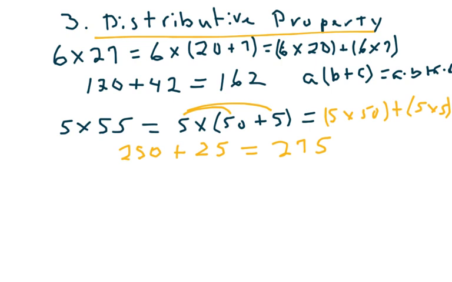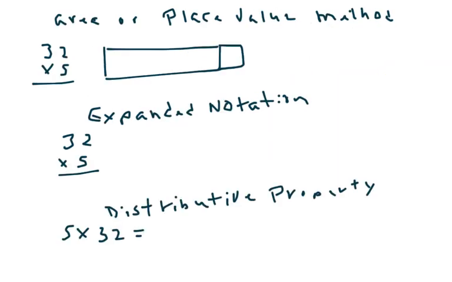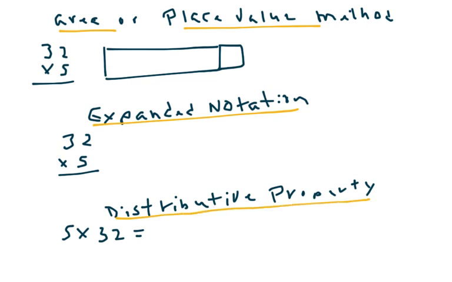I've got one more thing for you to do today. Okay, I've got the same problem here, 5 times 32. But I want you to use the 3 different methods. The first one, use the area method, or it's called the place value method. So do that here. Then do the same problem in expanded notation. And then finally, do it using the distributive property. Put me on pause, work these problems the way it's indicated, and then we'll discuss them. So bring me back when you're finished.